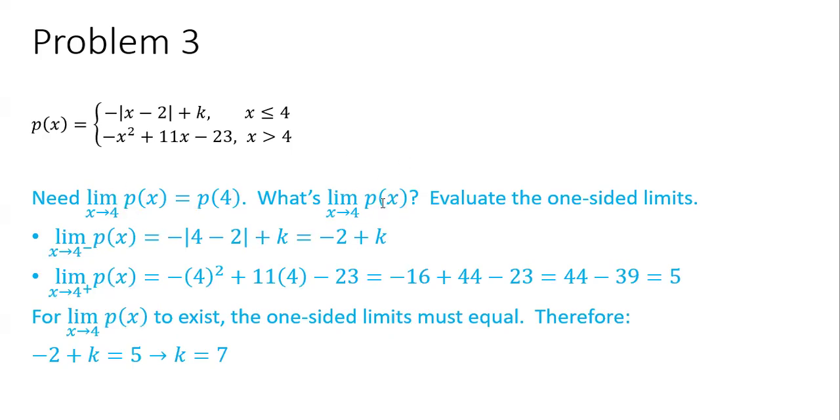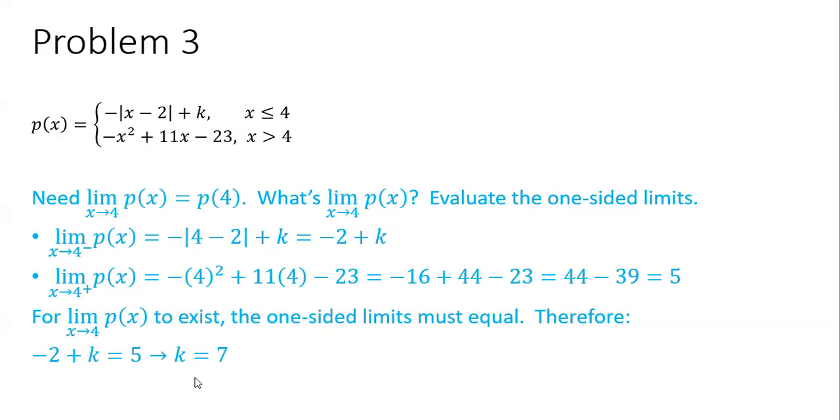What's this limit? Let's evaluate the one-sided limits. So from the left, we are on this top branch. So we plug in x is 4. We get minus 2 plus k. From the right, we're on this bottom branch. We would get 5 when we plug in x is equal to 4. So for the two-sided limit to exist, these two need to match. So we just set them equal to each other. Minus 2 plus k is equal to 5, so k is equal to 7.